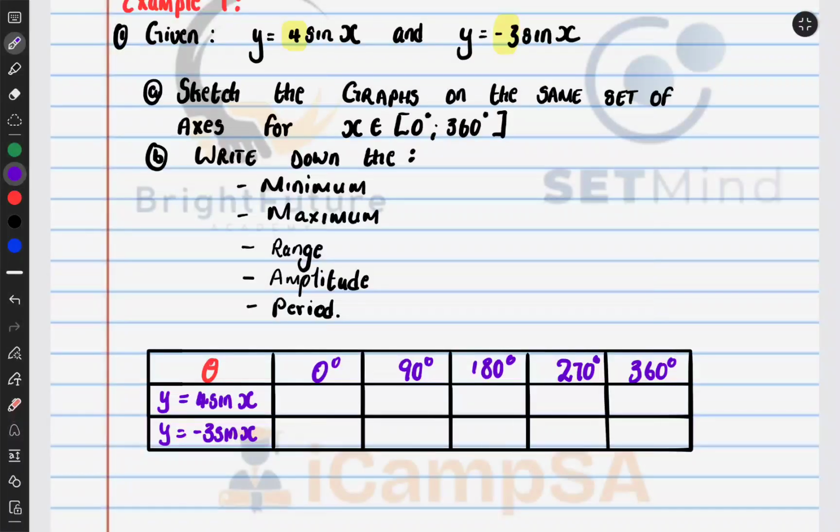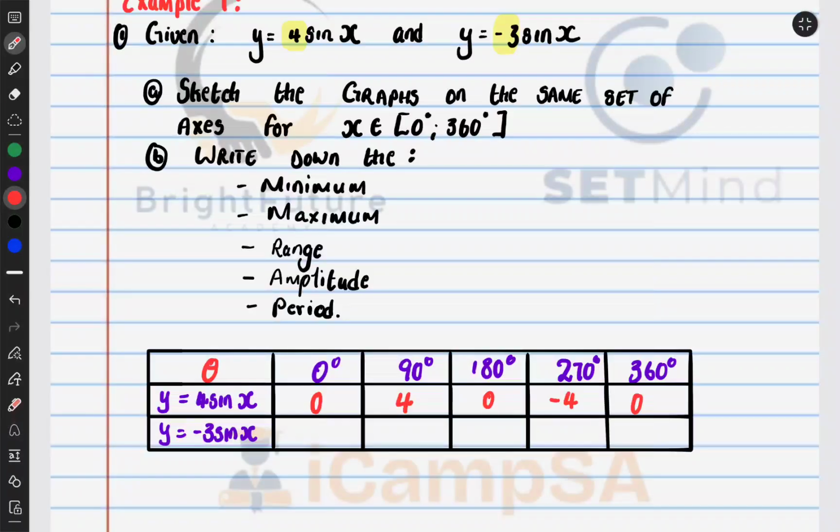Okay, let's go ahead and find the corresponding values. For 4 sine 0, we're gonna have 0. For 4 sine 90, we have 4. 4 sine 180, you have 0. For 4 sine 270, we have negative 4. And then for 4 sine 360, we have 0.